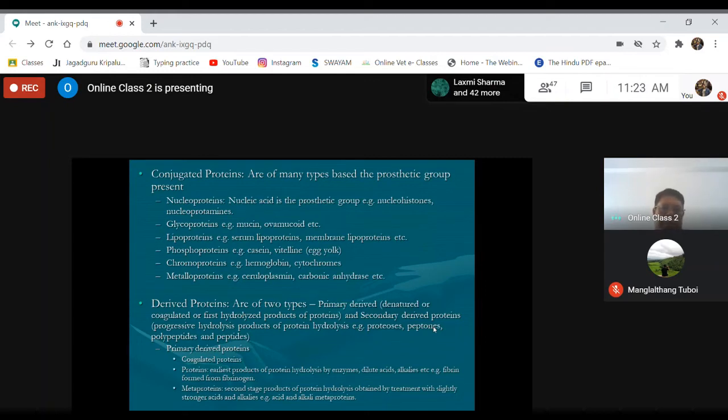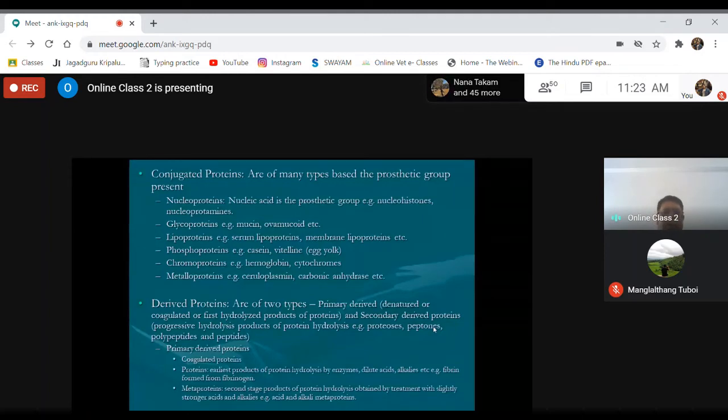of the protein. Or when the protein is hydrolyzed, the first product formed on hydrolysis of the proteins is also called the primary derived proteins. So in primary derived proteins, what are the proteins that are coming? These are the denatured proteins or the coagulated proteins, or the product formed just on the initial hydrolysis of the proteins. Then comes the secondary derived proteins.